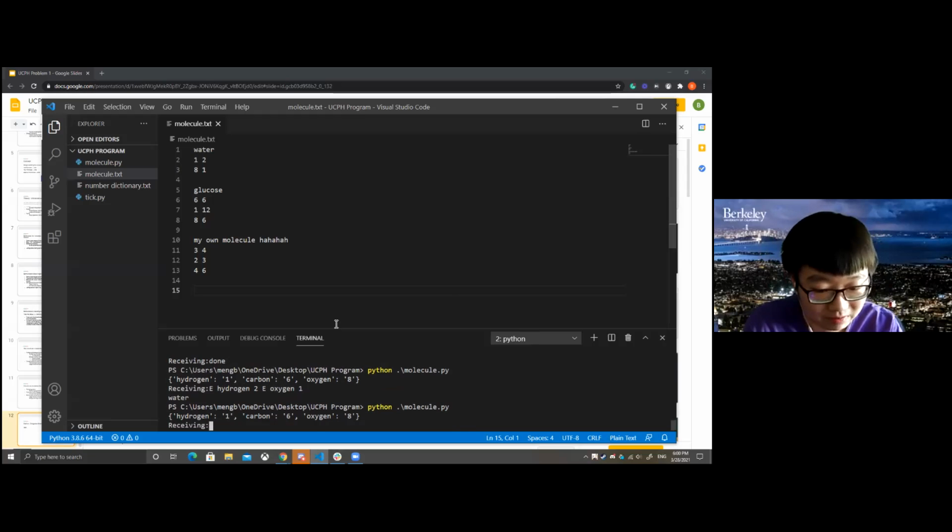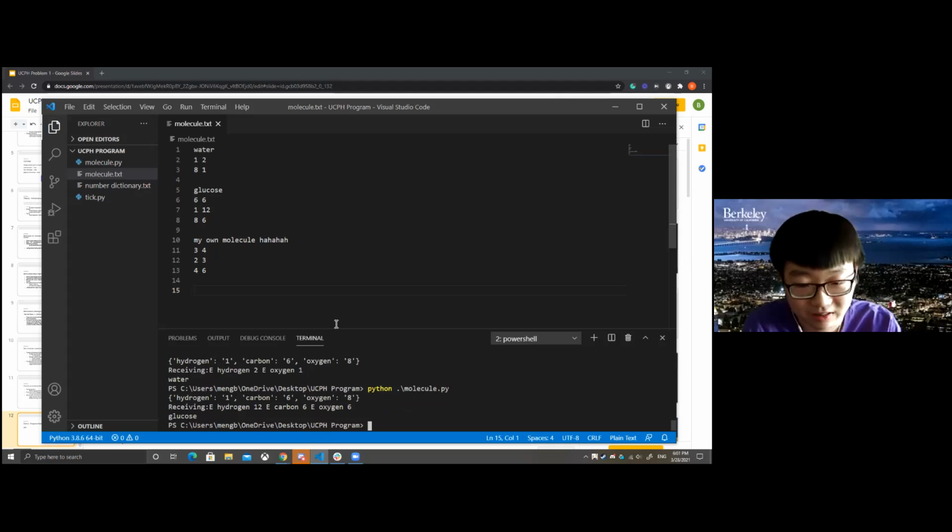Or if I do something like element of hydrogen is 12, element of carbon is 6, and element of oxygen is also 6, it knows it's glucose.